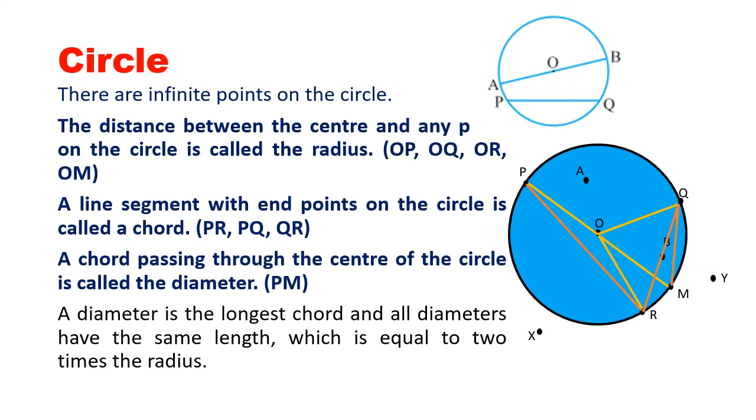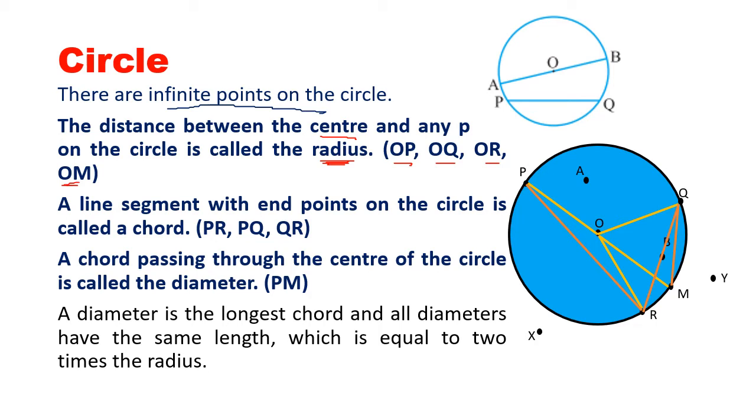Now we see the circle again and understand the terms on the circle. Like I asked you the question, how many points are there on the circle? There are infinite points on the circle. Again, what is the distance now? The distance between the center and any point on the circle is called the radius. So in the diagram I showed previously, OP, OQ, OR and OM are all radius.